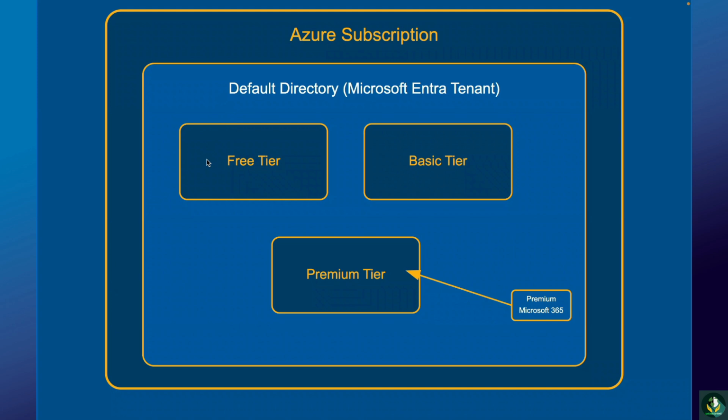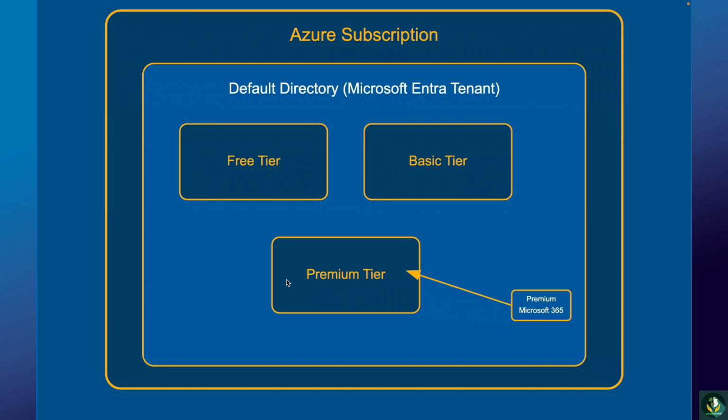It is included automatically with any new Azure subscription at no additional cost. The free tier provides essential identity management features suitable for many organizations. Subscribing to any Microsoft Online Business service, for example, Microsoft 365 or Microsoft Intune, automatically provides access to Microsoft Entra ID free tier features. There are also some paid tiers, basic and premium.